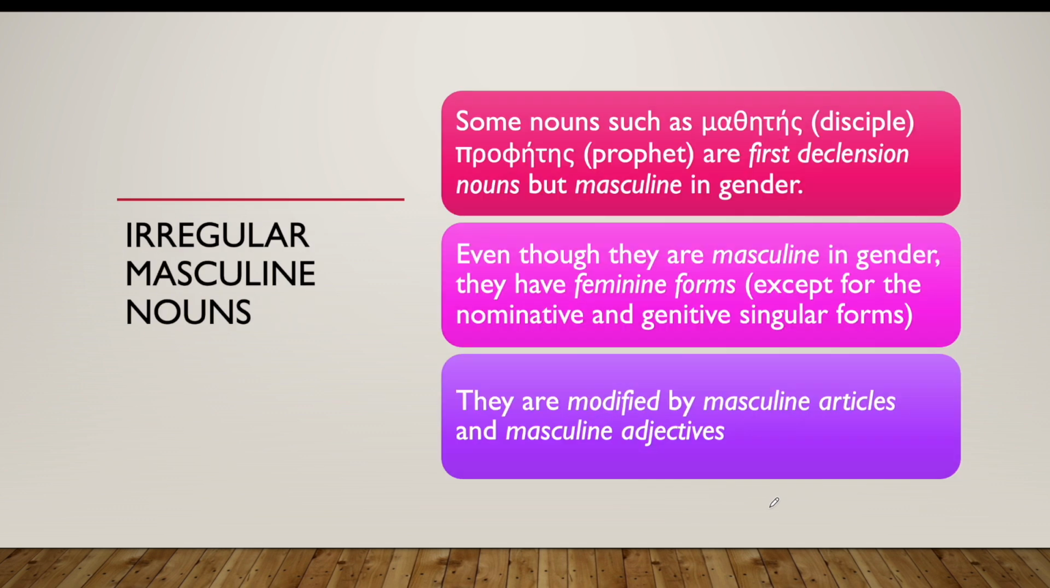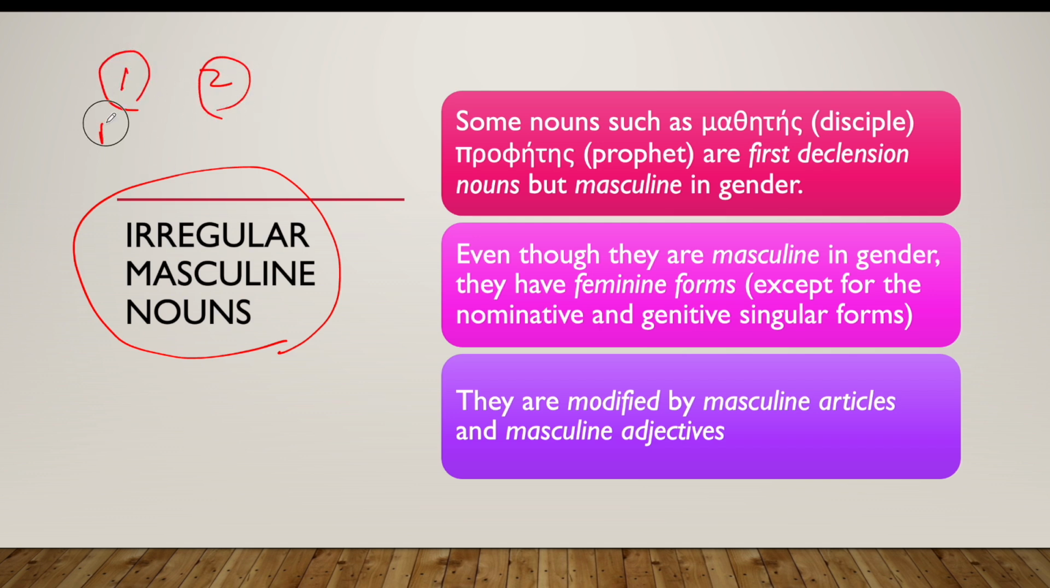The last bit from this first chapter on imperfect is about something called irregular masculine nouns. So far we've learned about first and second declension nouns. First declension nouns, feminine nouns that end in alpha or eta. Second declension nouns, masculine and neuter nouns whose stem ends in omicron.